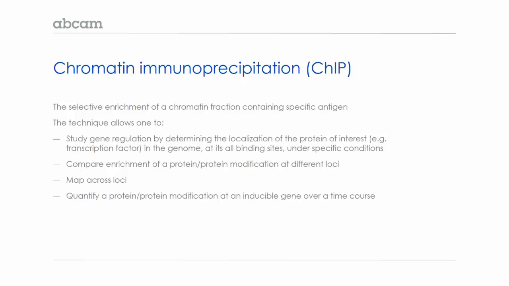You can also compare enrichments of a protein or protein modification, such as a histone modification, at different loci. You can map the location of a protein of interest across an entire locus, and you can quantify a protein or protein modification at an inducible gene over a time course.